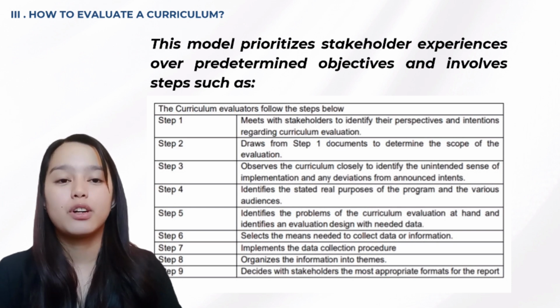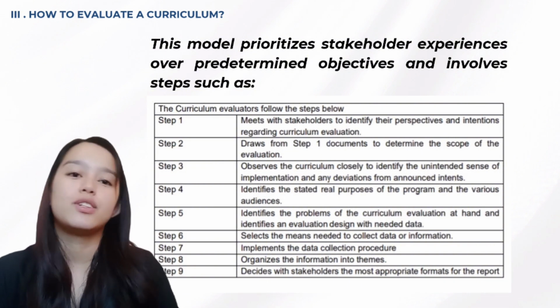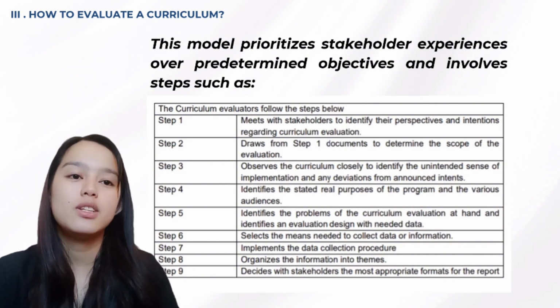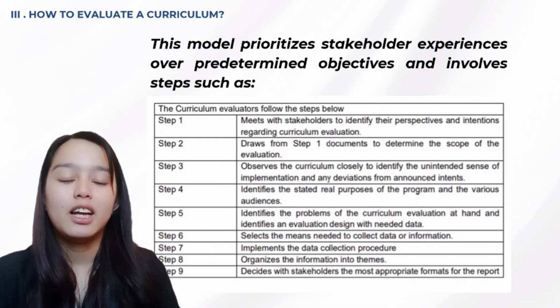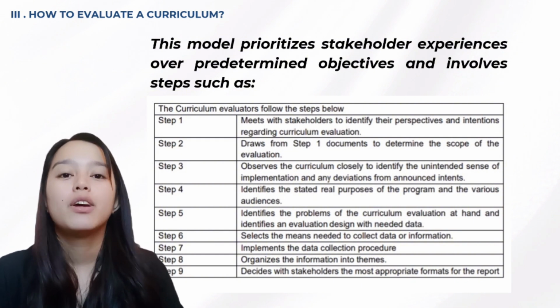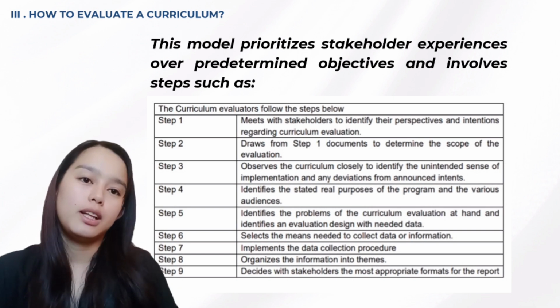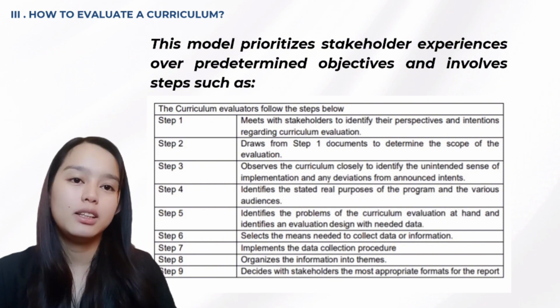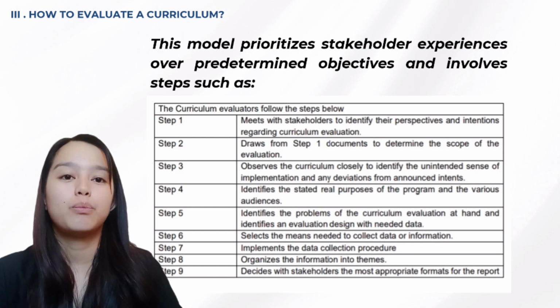Third is observe implementation. This is about visiting classrooms, talking to students, attending school events, and observing the actual teaching-learning process to see what is really happening, not just what is written in the documents or the curriculum. Fourth is to clarify real purposes. Sometimes a curriculum may claim it promotes creativity, but in practice, it emphasizes memorization. So this step uncovers the actual priorities and goals of the curriculum.